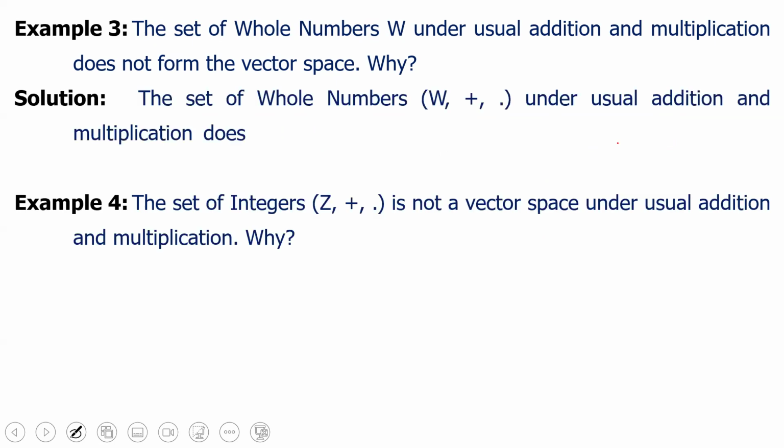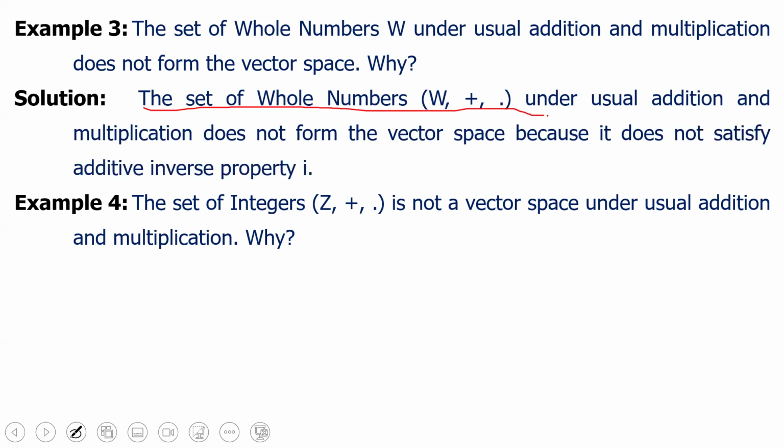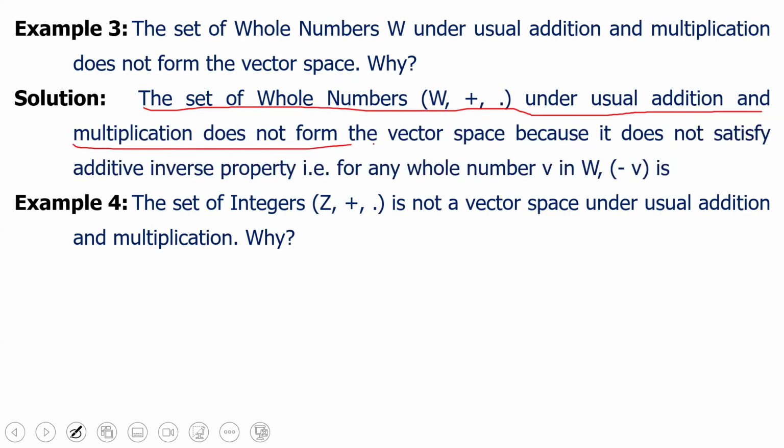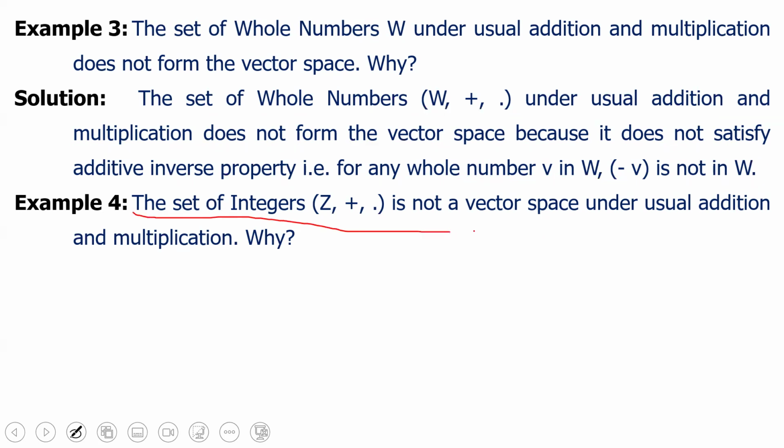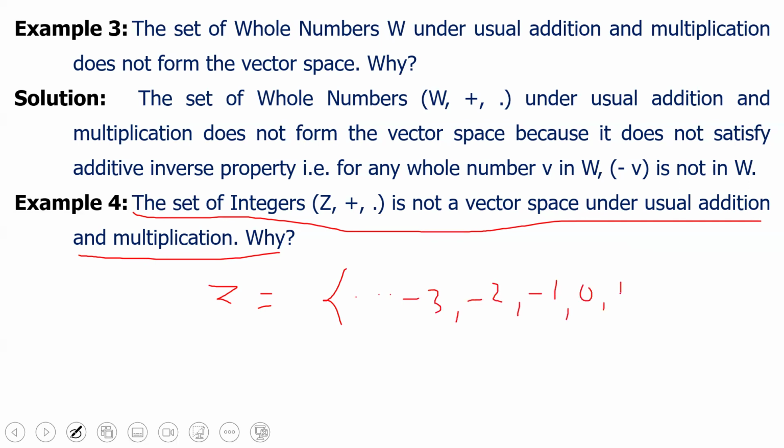Next example, example number 4. The set of whole numbers W under usual addition and multiplication does not form a vector space because it does not satisfy the additive inverse property, that is, for any whole number v in W, minus v is not in W. The fourth example, the set of integers is not a vector space under usual addition and multiplication. Why? If we write down the set of integers, we have -3, -2, -1, 0, 1, 2, 3. So now all negative numbers, all positive numbers, including 0.